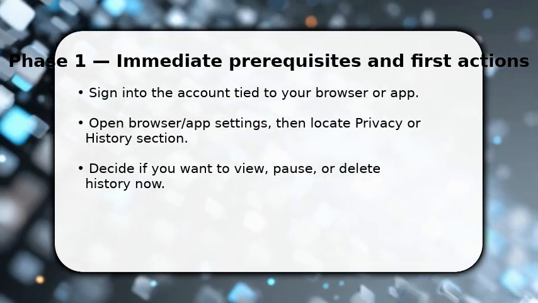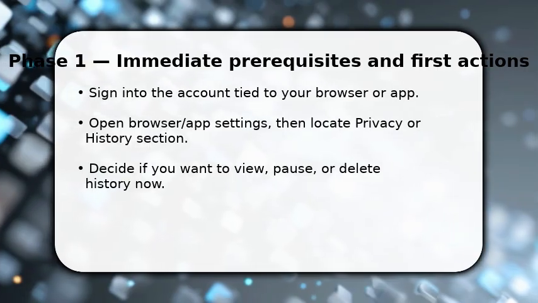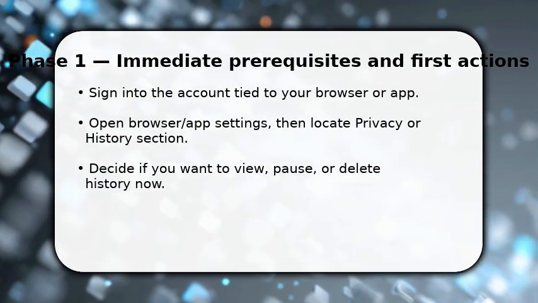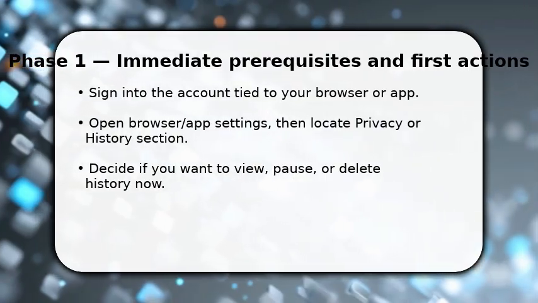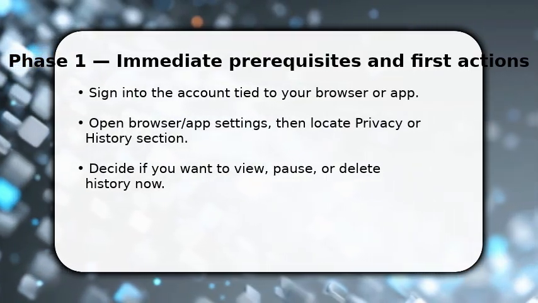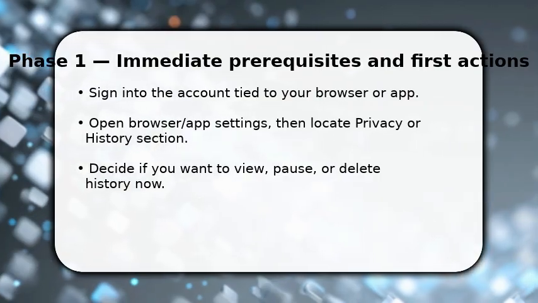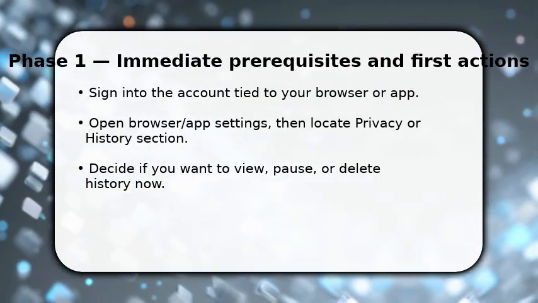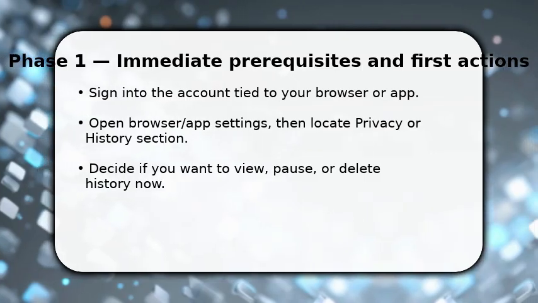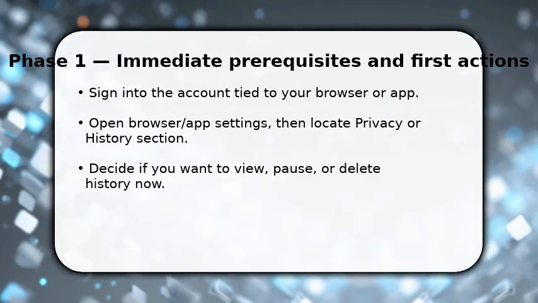You start by signing into the account that stores your search history. This ensures you access the right timeline and sync settings. Once signed in, open the browser or app settings and go directly to Privacy or History. Do not wander through general menus. You're doing this to control personalization and privacy, so decide immediately whether to view, pause, or remove entries.